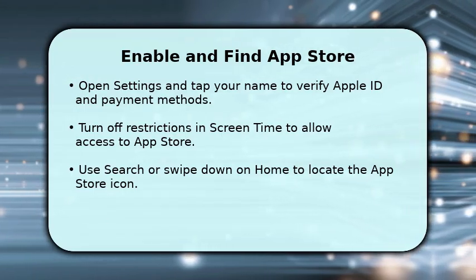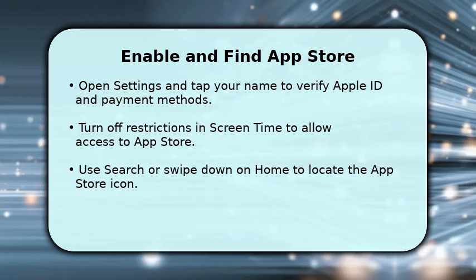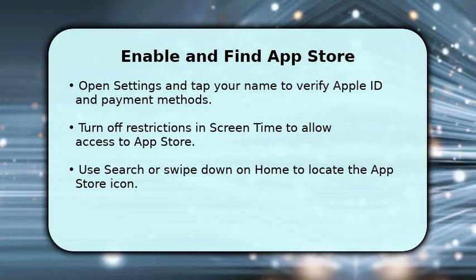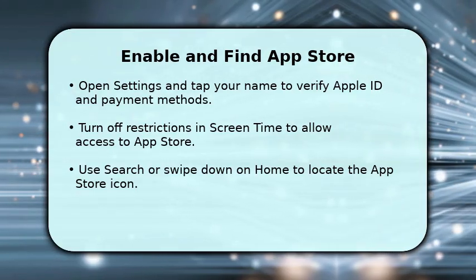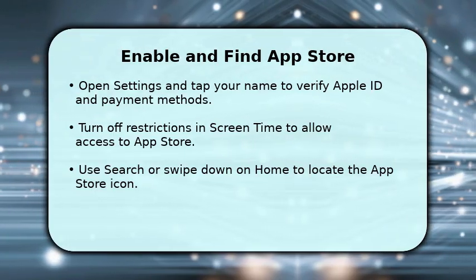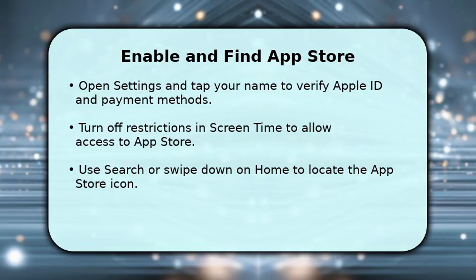If you cannot see the App Store, open Settings and tap Screen Time. Tap Content and Privacy Restrictions and enter your Screen Time passcode if prompted. Disable the restriction for installing apps to reveal the App Store icon. Finally, use Spotlight Search by swiping down on the home screen to locate the App Store quickly.